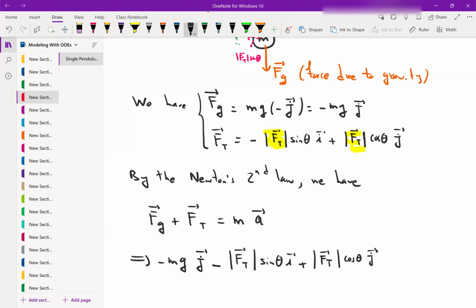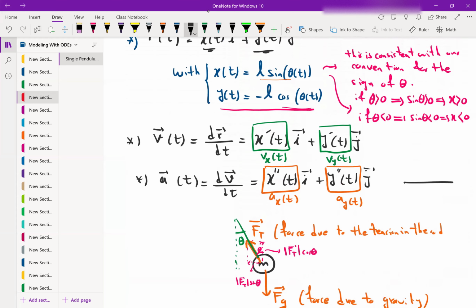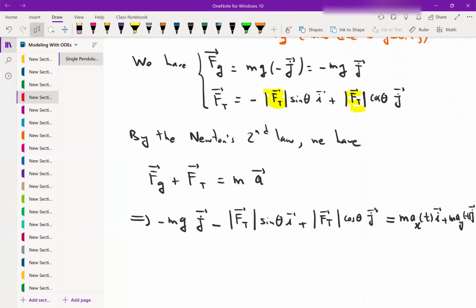So this is Fg plus Ft. And then on the right-hand side, I have m a, which is m ax(t) i plus m ay(t) j. Remember, let me scroll up a little bit, here we go. This is the acceleration, ax(t) i, ay(t) j. Of course, ax is x double prime, ay is y double prime. Very soon I'm going to use that. So what does this tell us? The i component on the left must be the same as the i component on the right, obviously.